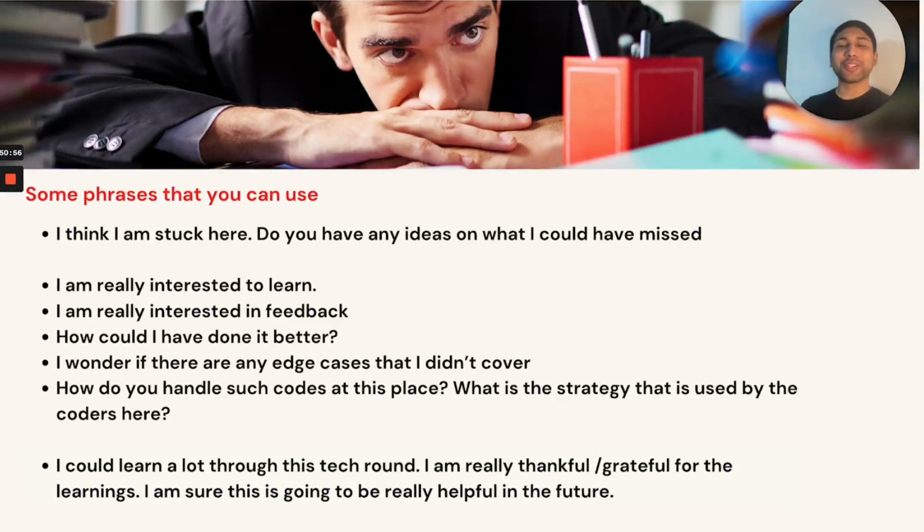Some phrases that you can use, more on the English side. I think I'm stuck here. Do you have any ideas on what I could have missed? Keep communicating. I wonder if there are any edge cases that I didn't cover. How could I have done it better? I'm sure there's a better approach to tackle this, and all that.